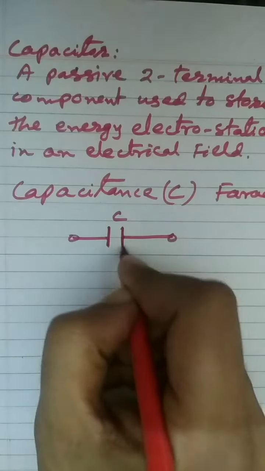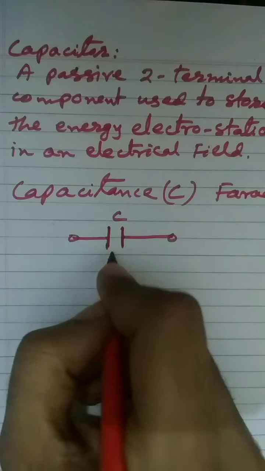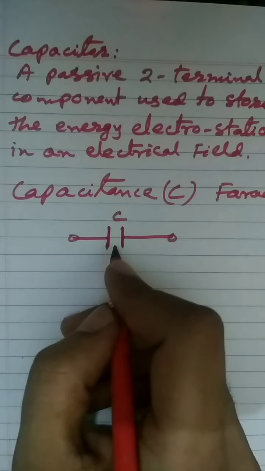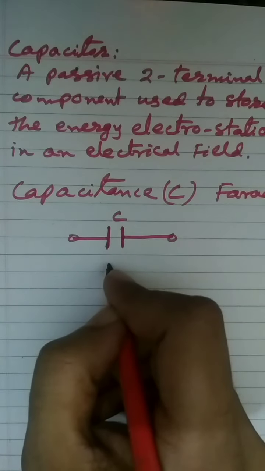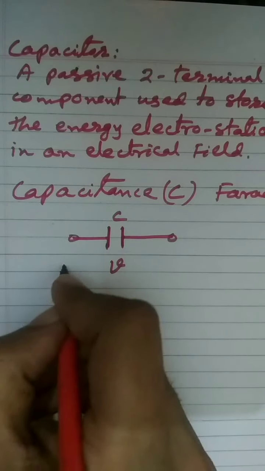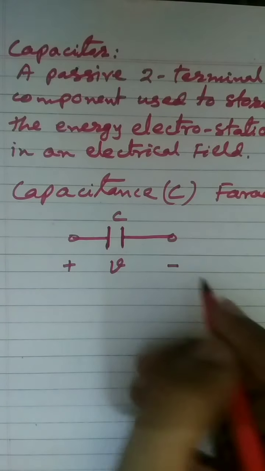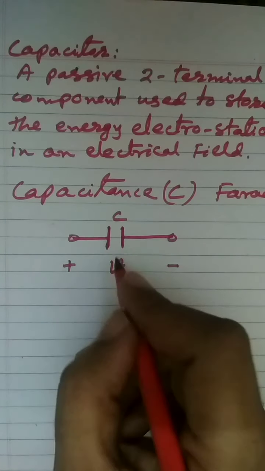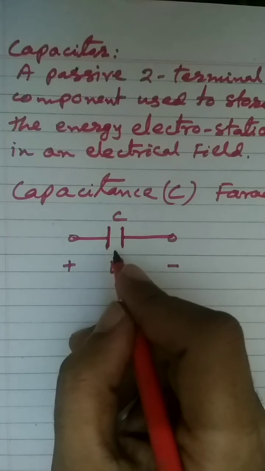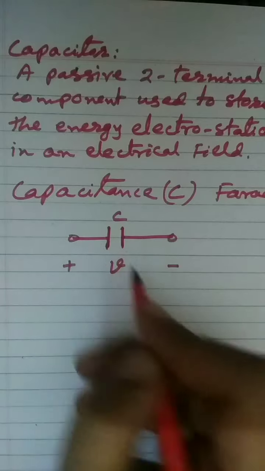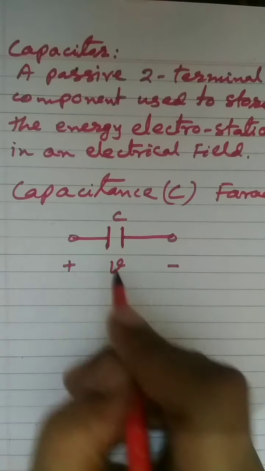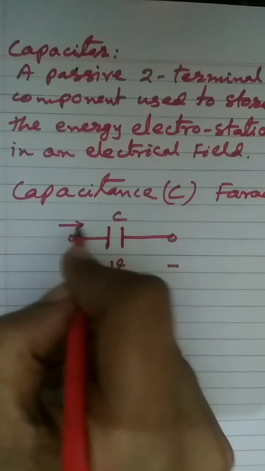the two plates separated by a dielectric medium, and if the voltage is applied across the capacitor, then the charges will accumulate in the dielectric medium in two plates, and when the capacitor will discharge, then a current will start to flow.